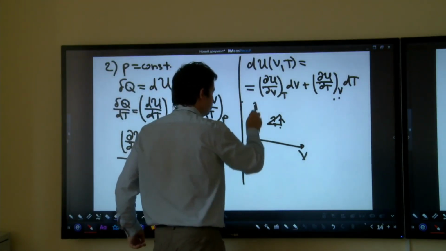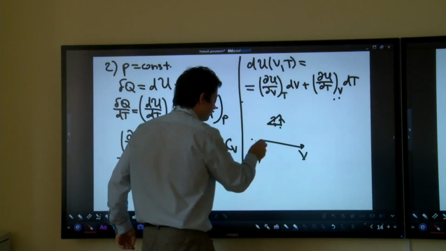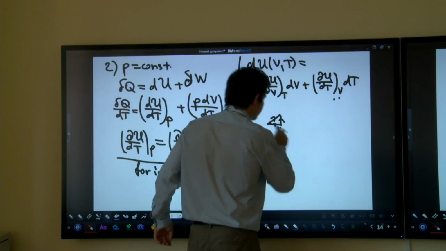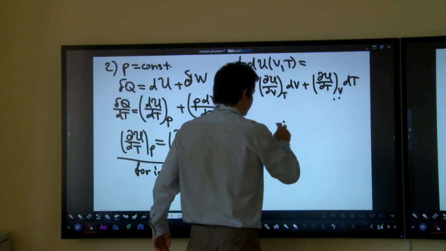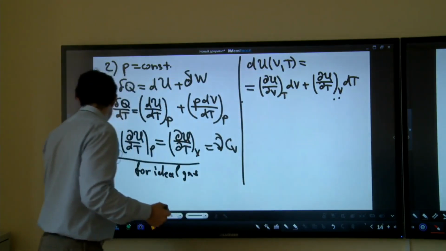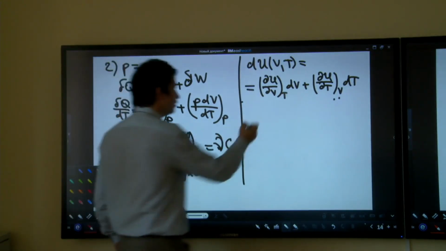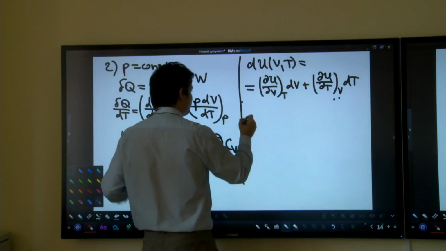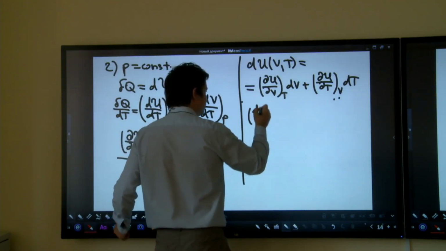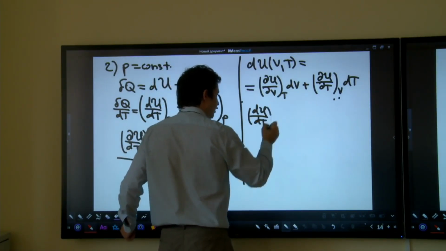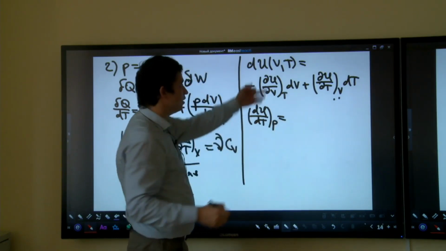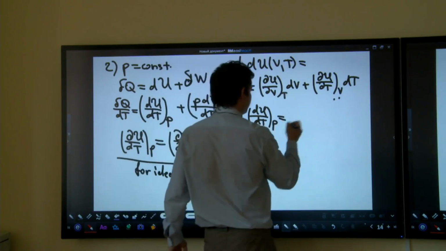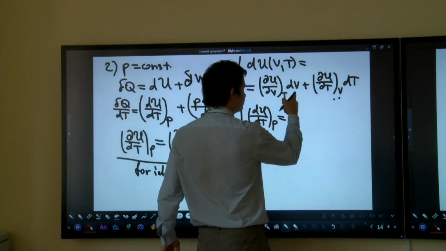So this is to be discussed in more detail in multivariable calculus in your mathematics courses. But yes, so the basics are like this. Okay, so now if I want to determine du over dt at the constant pressure, then I need to divide everything by dp. I need to divide this.